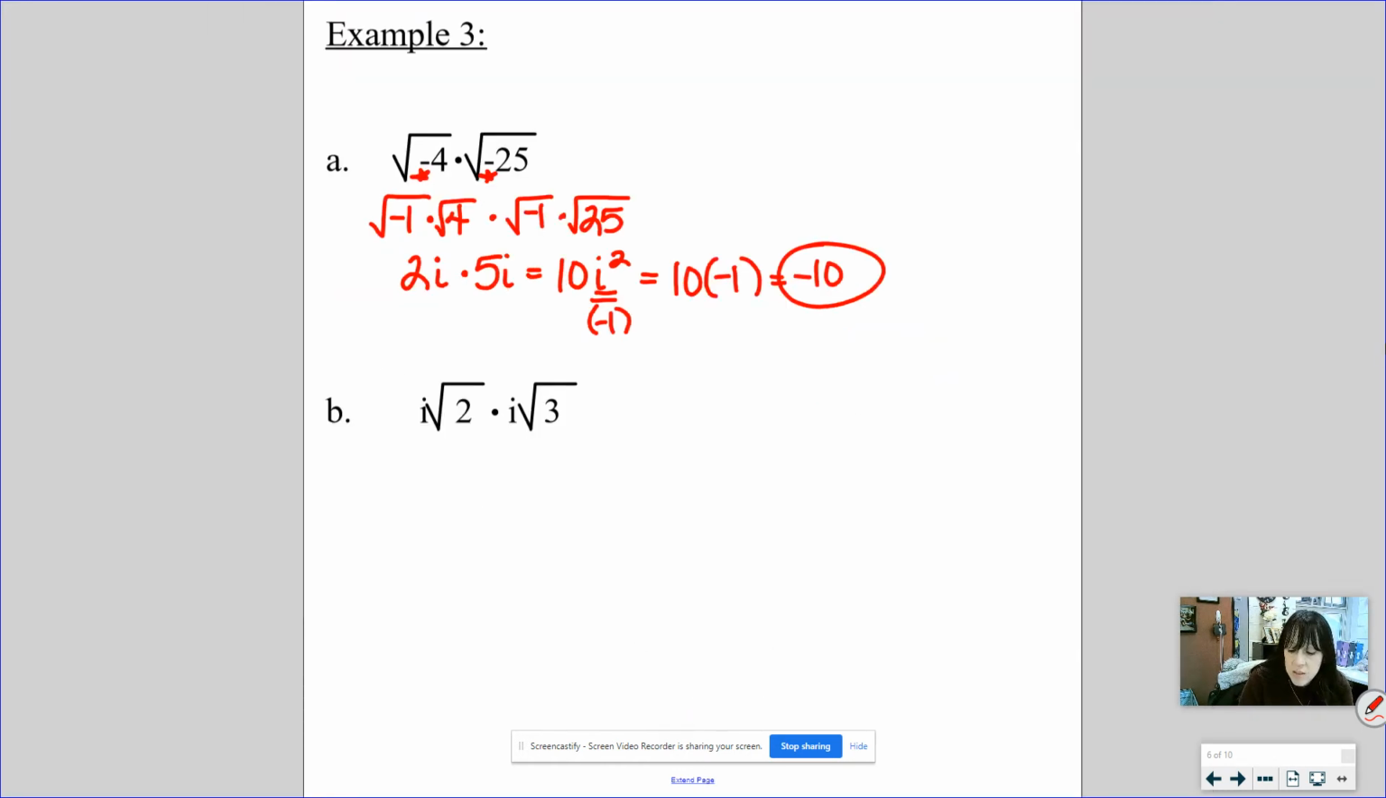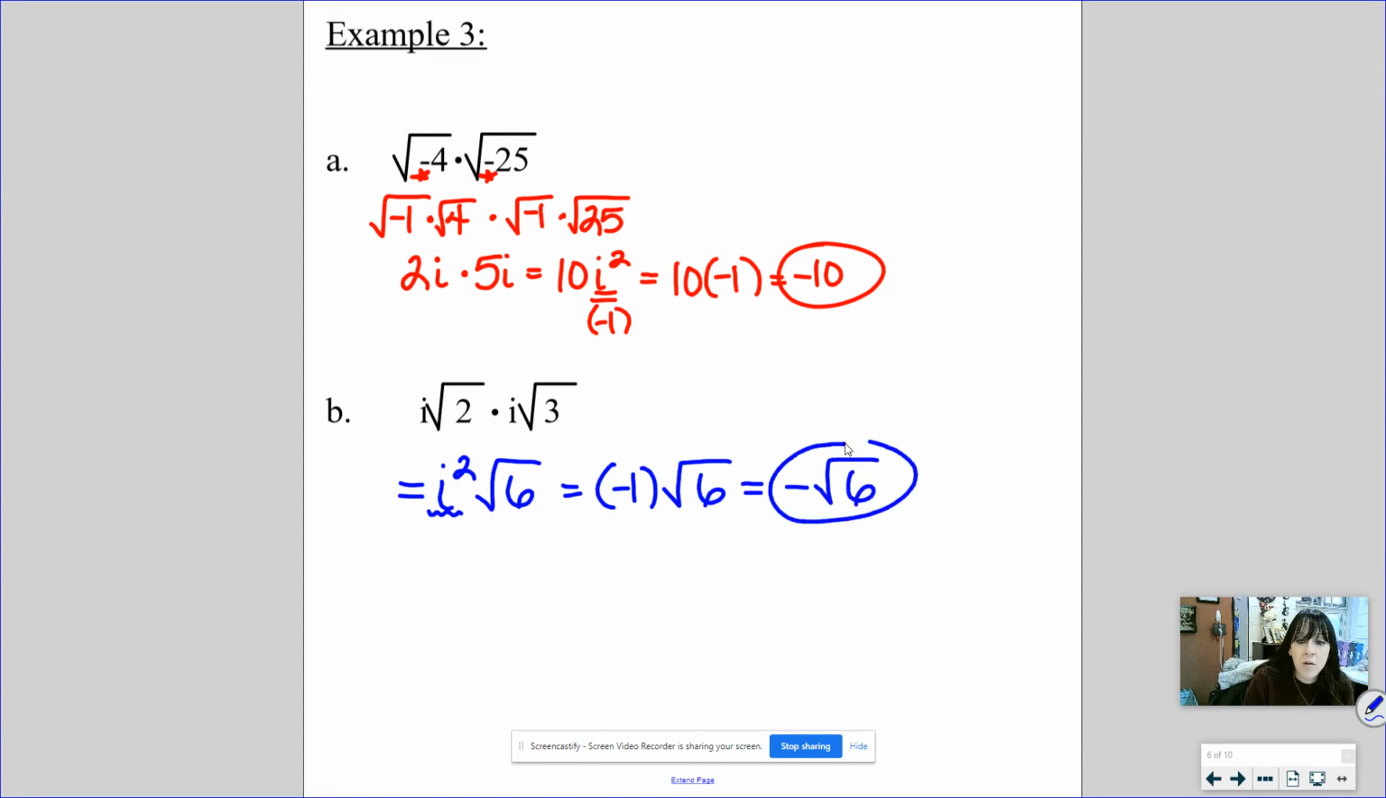B is already turned into imaginary numbers, so we're going to go straight ahead to the multiplying step. So we start with I times I, which is I squared, and then we multiply the radicals. So radical 2 times radical 3 would be radical 6. Same thing as last time, I squared is equal to -1. So I'm going to plug -1 in place of I squared. And then I'm just going to simplify. I think I'm just going to make it negative radical 6.